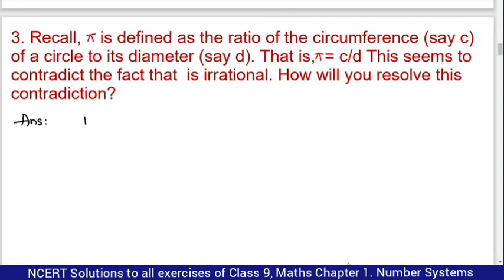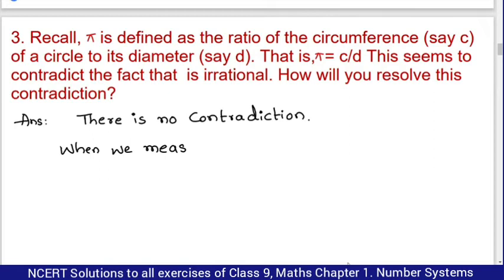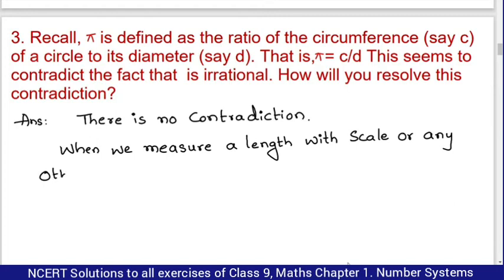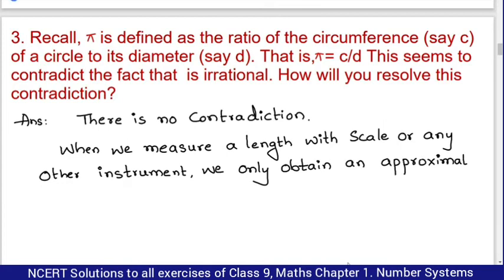Answer: there is no contradiction. When we measure a length with the scale or any other instrument, we only obtain an approximate rational value. We never obtain an exact value.